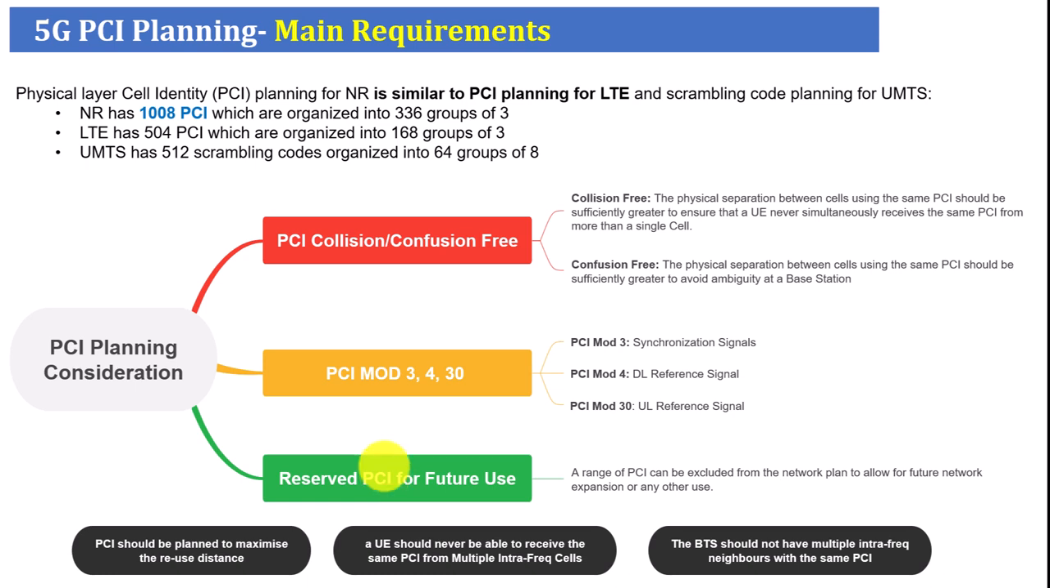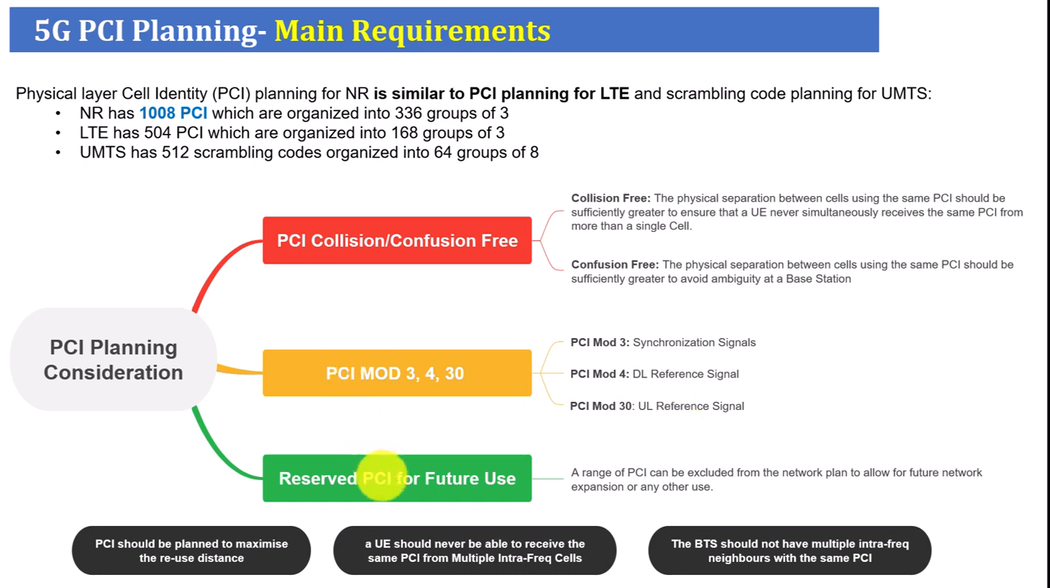Whenever you go to any network, you'll find that most of the time they are reserving some of the PCIs. For example, they will not consider the complete 1008 PCIs during the planning or design. They will reserve, for example, 200 or 300 PCIs, let's say from 700 to 1008, for future use, in case they have additional expansions and need to add femto cells, micro cells, whatever.